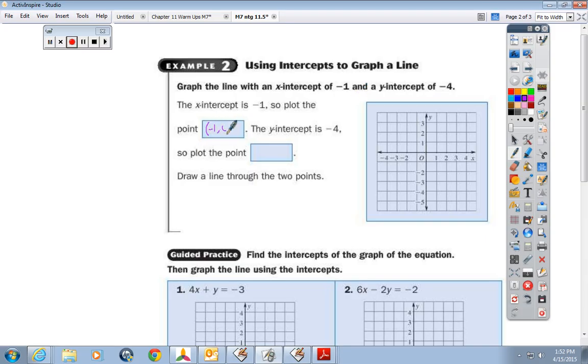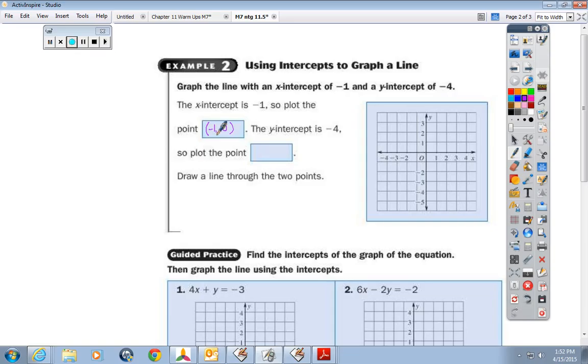Could I write it as 0, -1? No. Okay, because they told me x. X always has to be the first number. And since we're talking about intercepts, for this line to be on the x-axis, y has to be 0.